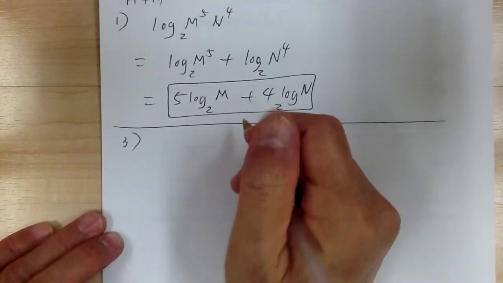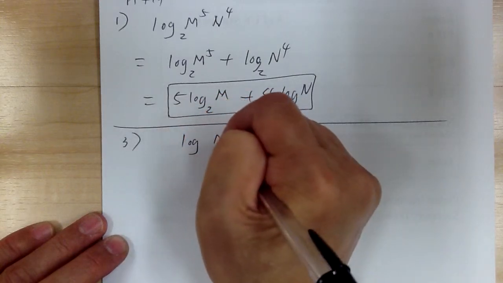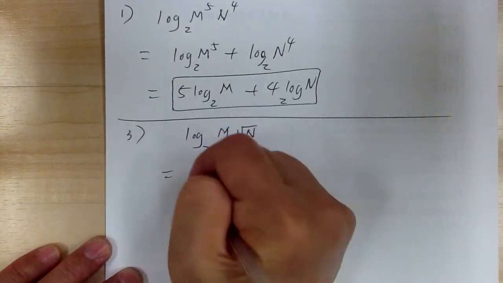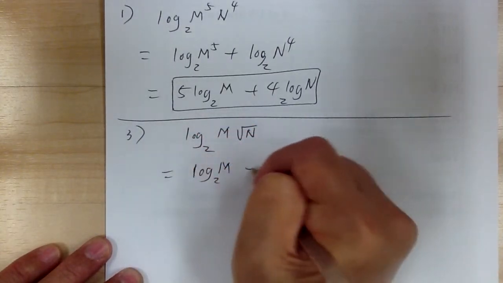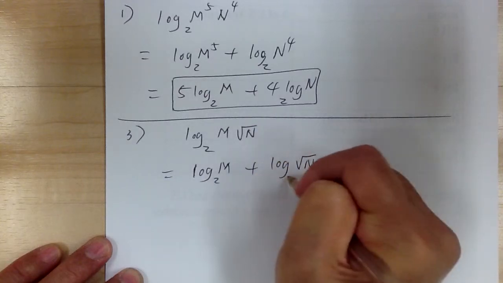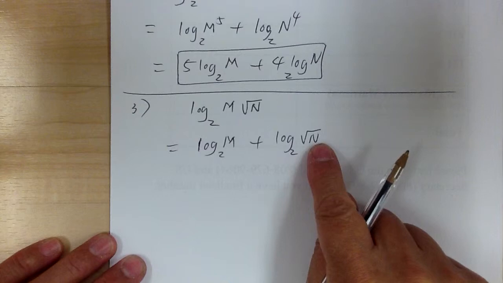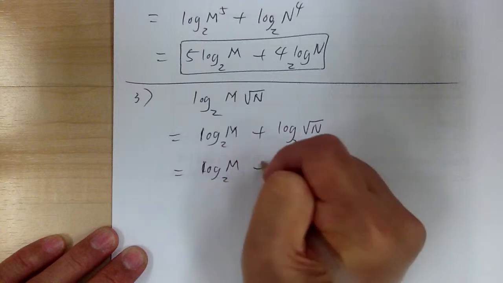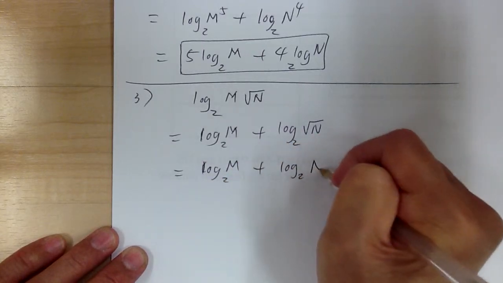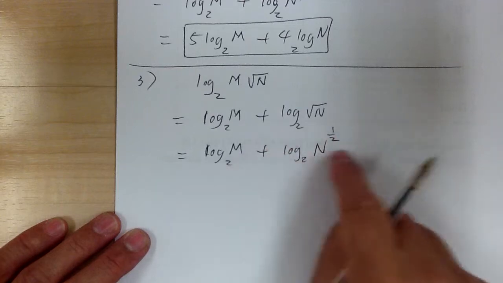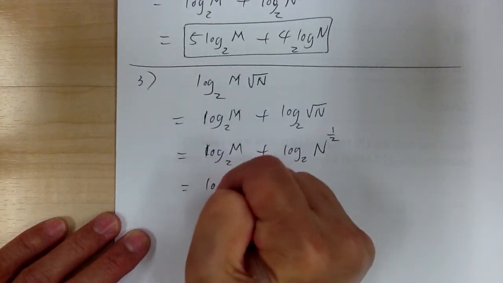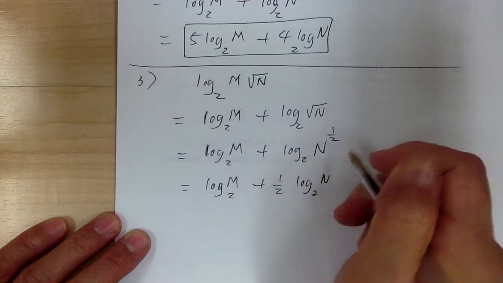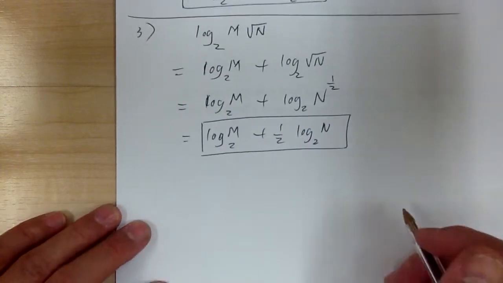Okay, let's do number 3. You have a log of m square root of n base 2. So you can first use separate. Okay, then after you have to make this into exponent form. So it becomes into the half power. Then after that you can bring this to the front. Okay, and that's it for number 3.